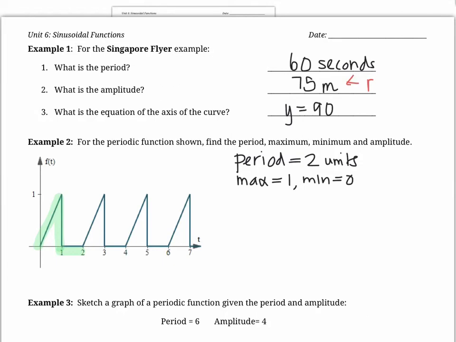So if you're not following, let's just triple check. Our amplitude is going to be found by taking the maximum, subtracting the minimum, and dividing by 2 because we're finding a distance. So we're going to have 1 over 2, which is 0.5. So our amplitude is 0.5 units.